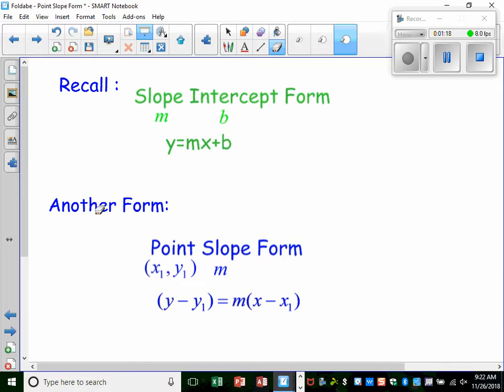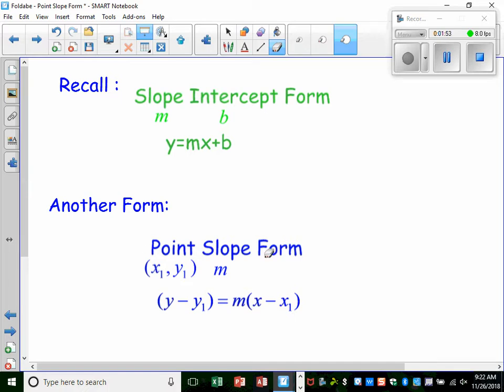Another form, which is the new form we're talking about today, is called point slope form. And the way that you name these helps you to know what two things you need for the particular form. So for this form, we're going to be looking for a point and a slope. Okay, those are the two things we're going to need. Like up here, the two things we needed were the slope and the y-intercept. So if you pay attention to the name of this form and this one, it tells you what two things you need to know.